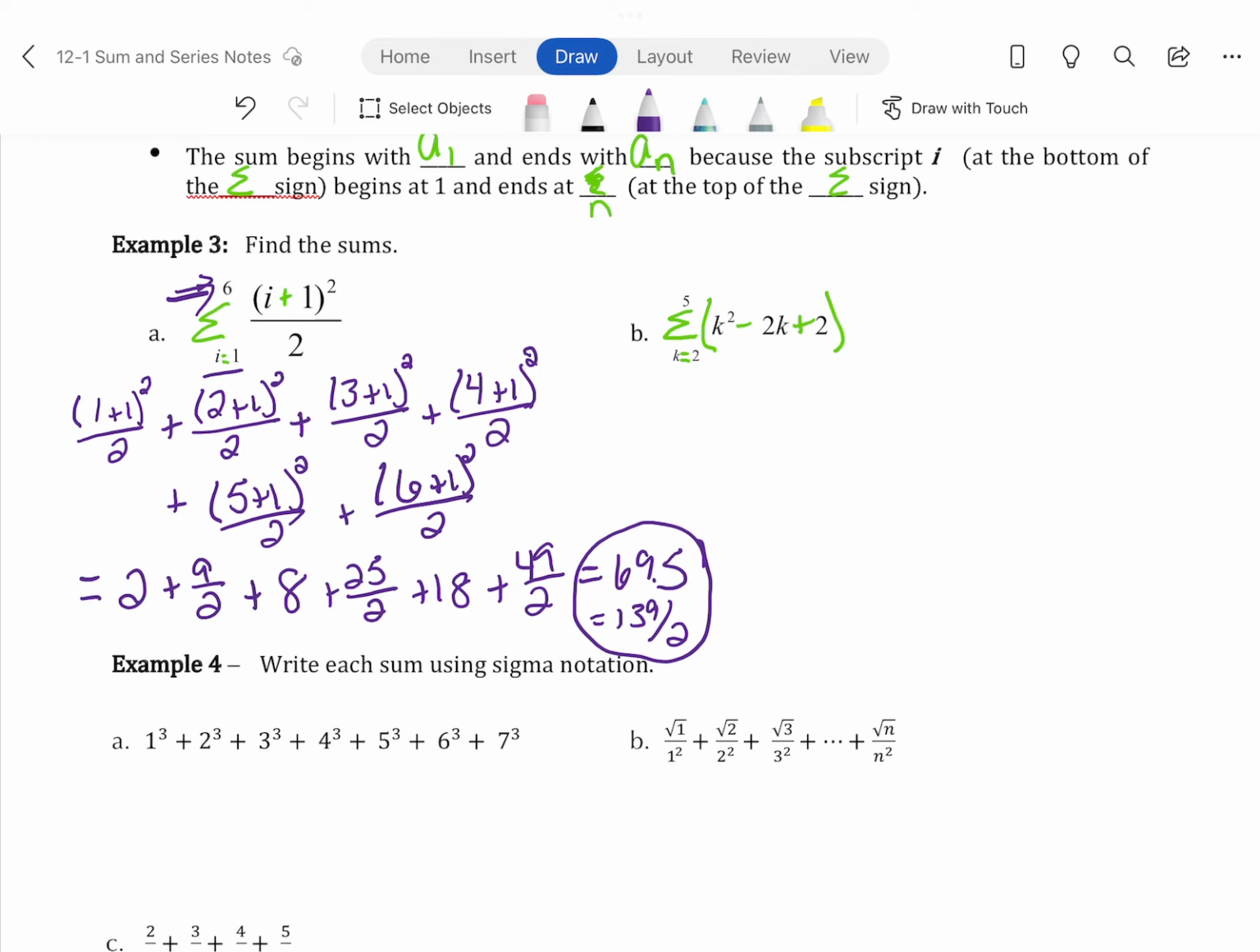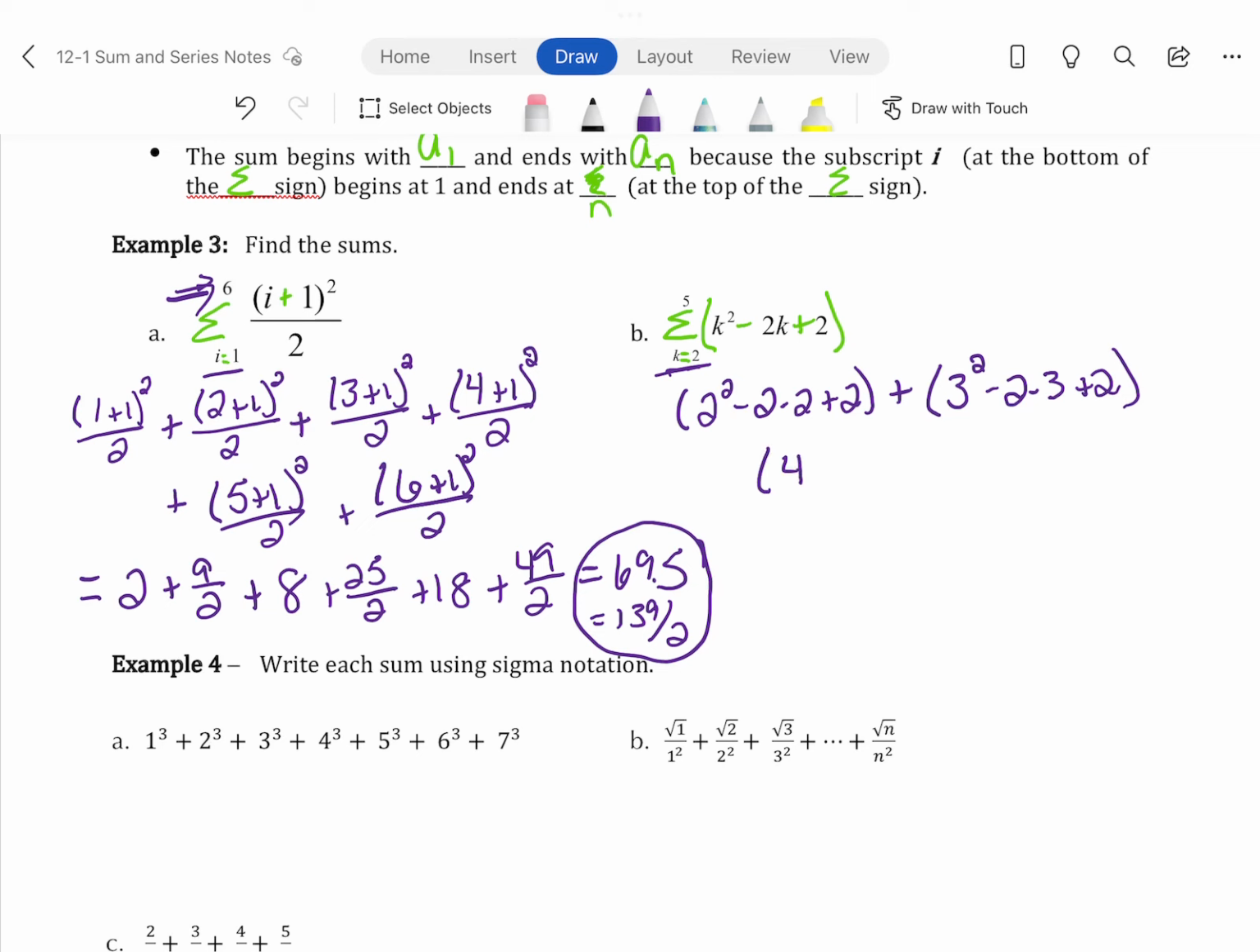Okay, so you're finding each term and adding them together. If we do our part B over here, we want to do the same thing, but this time notice my first number is 2. So I'm starting with whatever that number is. My first term is going to be 2 squared minus 2 times 2 plus 2. Plus, the next one I plug in is 3. You always go up by 1s.